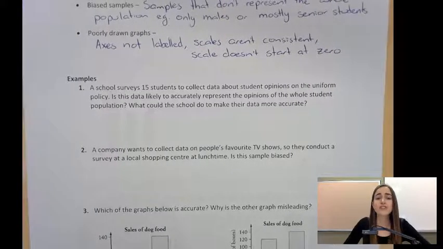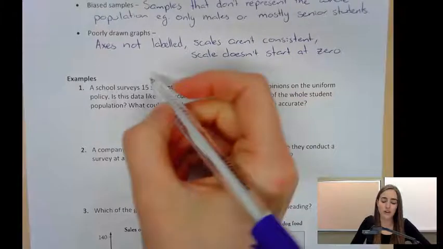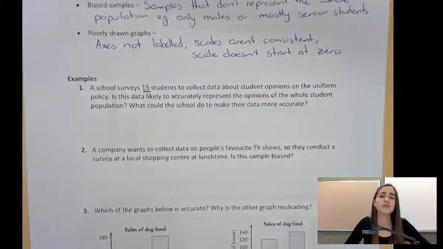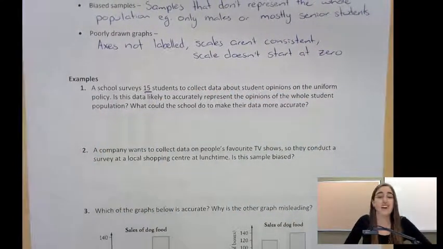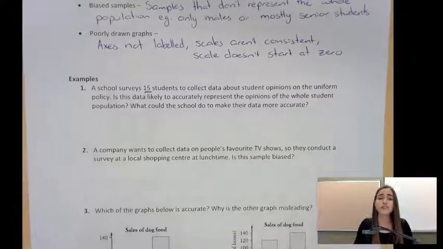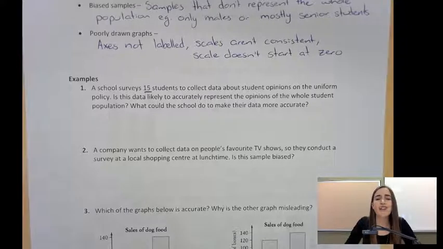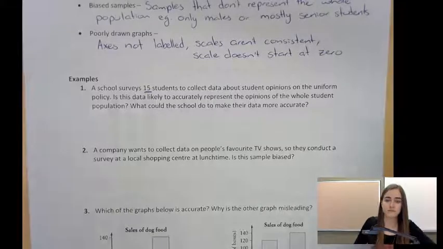If they're trying to collect student opinions about the uniform and they're only asking 15 students, it's not going to be very accurate. Those 15 students might end up only being senior students or more boys than girls. And only asking such a small group doesn't necessarily mean that all the opinions are going to be represented. So to improve their data, they could ask a larger number of students.